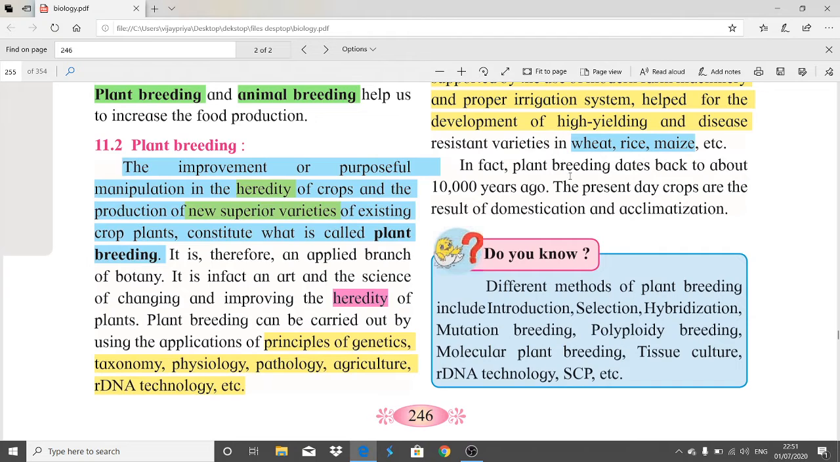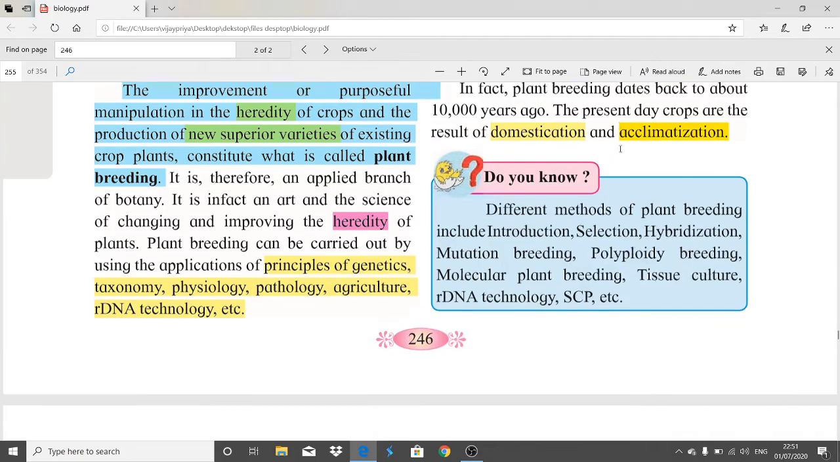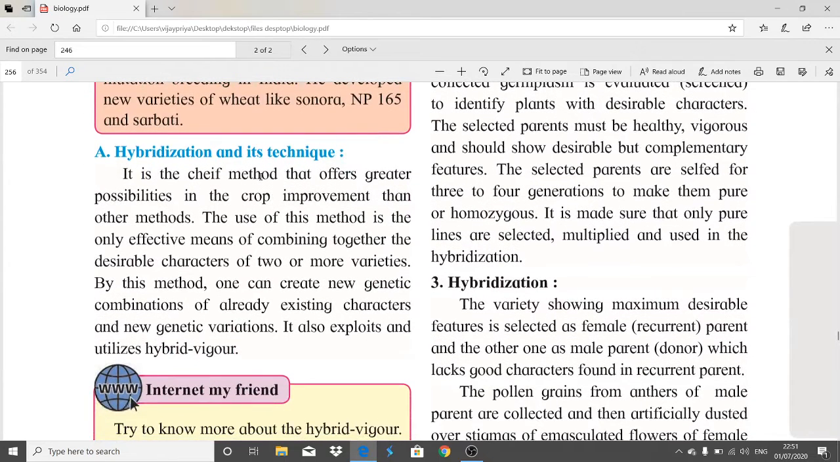In fact, plant breeding dates back to about 10,000 years ago. How? The present day crops are the result of domestication, meaning cultivation of the plants for food. And acclimatization. What do you mean by acclimatization? Acclimatization means adaptation. So it is a natural process. Here we are talking about the plant breeding method, which is a natural method. So let's move to this part, hybridization and its technique.